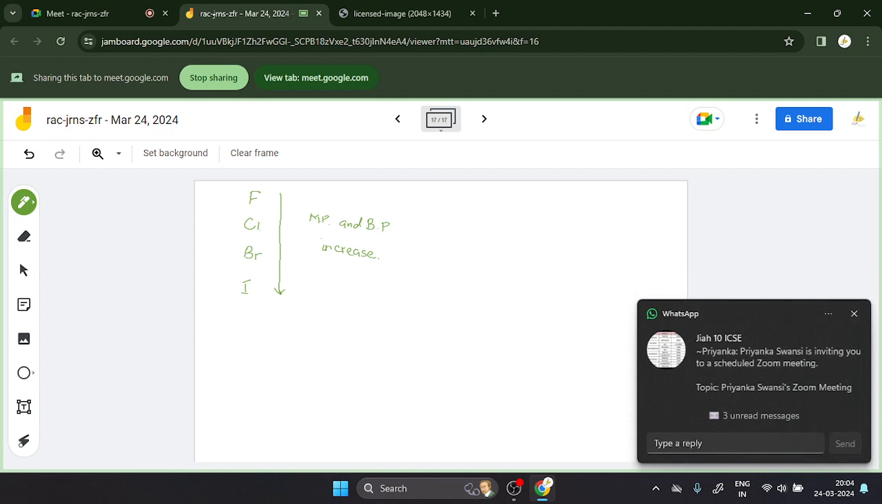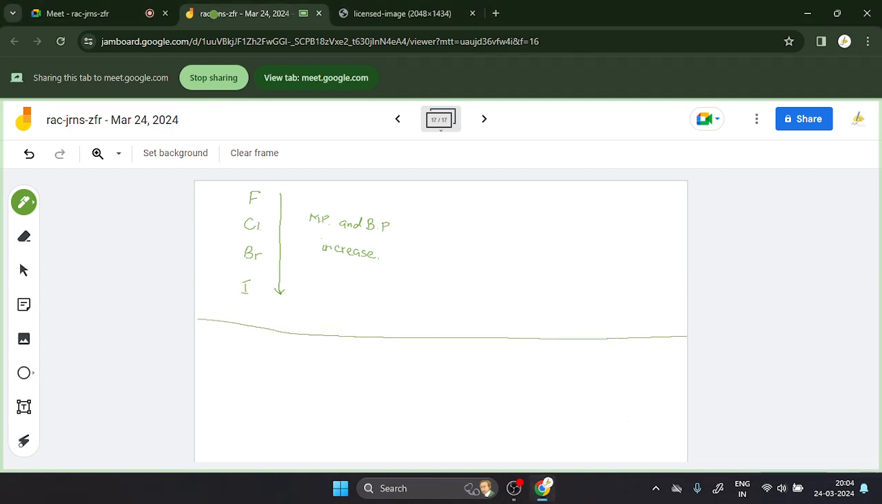Now let's talk about across a period. What happens when we go across a period? Nuclear charge increases, and non-metallic character increases. When we go down the group, non-metallic character decreases, whereas the stronger the non-metal is, remember, the less will be its boiling point. Clear?